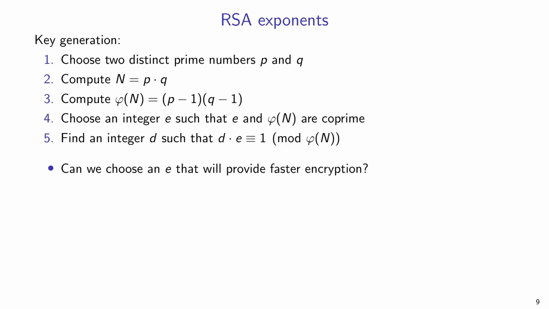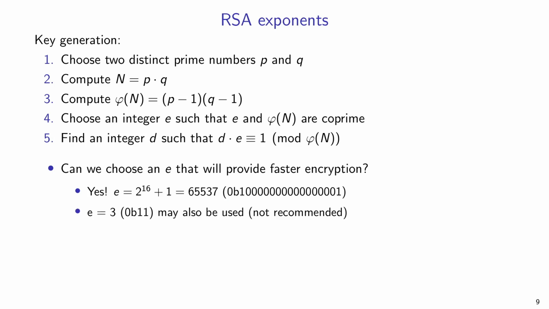So first, can we choose the public exponent E such that it provides faster encryption? Yes, we can. Today, all RSA key generation algorithms use the value 65537 as the public exponent because it provides much faster encryption. Here you can see the binary representation of it, and as you see, most of the bits are zeros here. E equals 3 may also be used. This will provide even faster encryption, but there are some use cases where it provides weaker security, therefore using it is not recommended. Very good, so we can speed up the public key operations, encryption and signature verification.